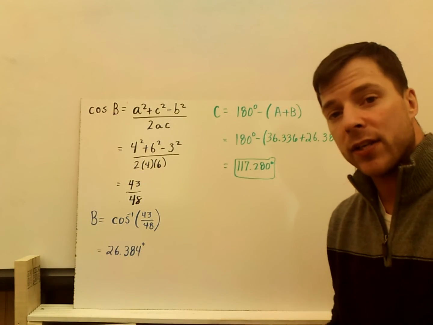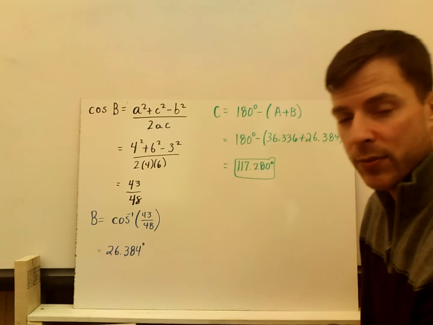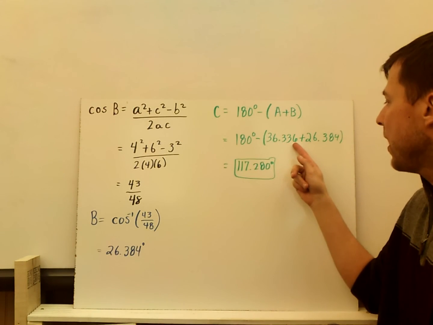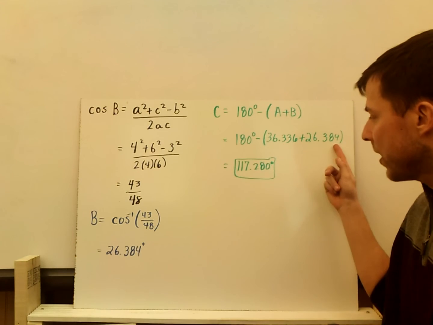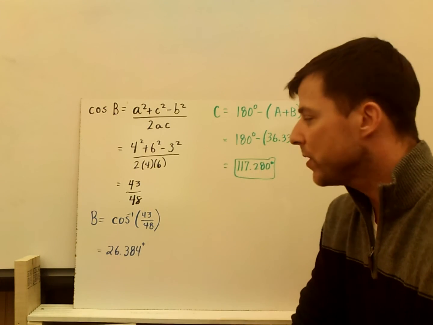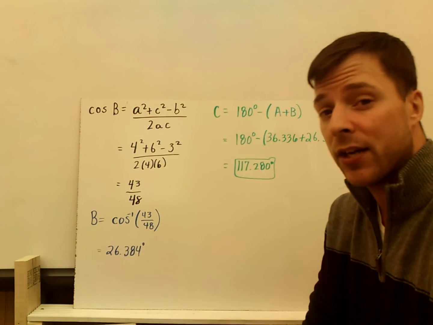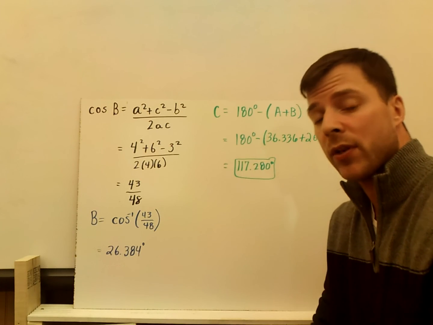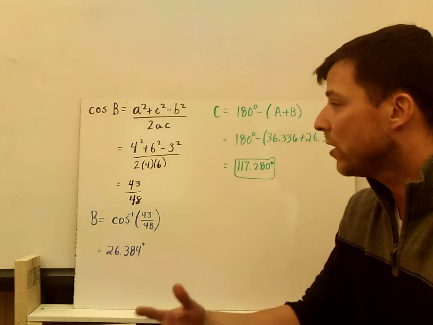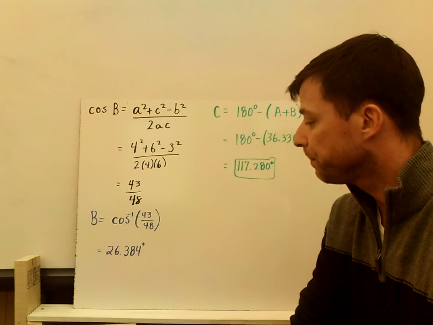Now, the final angle is found by taking 180 and subtracting the sum of A plus B, since I've already found two of the angles. So 180 minus angle A plus angle B leaves me with 117.280. Don't be surprised, I've rounded to 3 decimal places, so if you add all three of these up they may be slightly under 180 or slightly more than 180. It depends on how you round. Just be careful, we know that the sum of the angles in a triangle has to be 180.